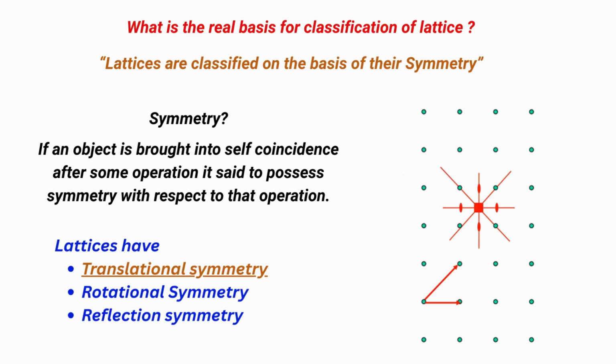Symmetry is nothing but this: if an object is brought into self-coincidence after some operation, it is said to possess symmetry with respect to that operation. Simply, if you do some kind of operation, that means you are rotating or making a mirror plane, a plane of symmetry or center of symmetry, you observe how many times self-coincidence appears during that operation. That is what we say is a symmetry.